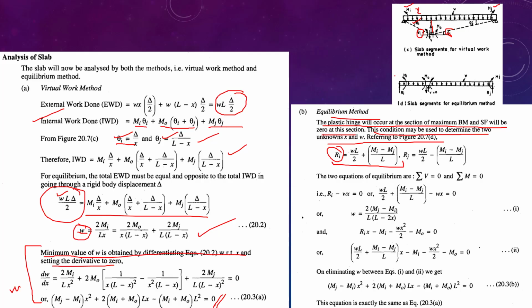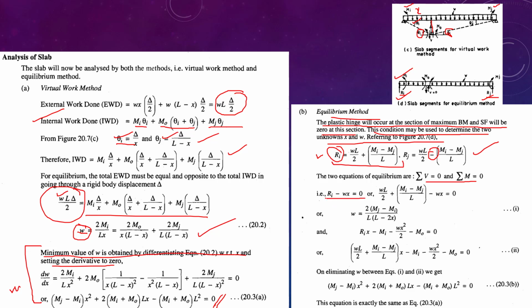The figure is here, so Ri, Rj. If you ignore the moments, total load W into L by 2 goes equally to the left and right supports, plus the difference Mi minus Mj all divided by L will give you the support reaction Ri. Similarly, for Rj you can find it; the difference happens only in the sign. So there are two equations of equilibrium, as we said: sigma V equal to 0, sigma M equal to 0.